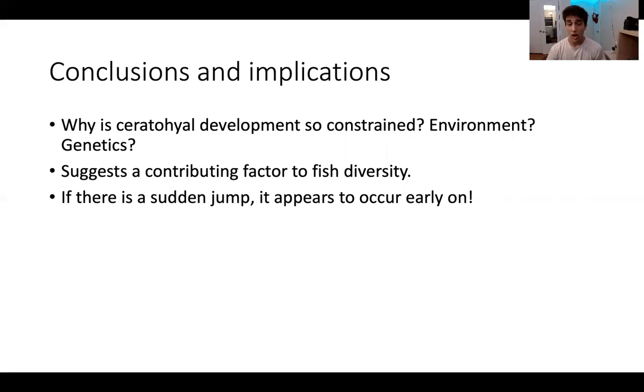And so on. This also suggests a contributing factor to fish diversity. The fact that we don't really see a correlation between length and width of the serratihyle and the jaw indicates that maybe they're relatively independent. Fish are incredibly diverse, and maybe this is a reason why. They can adapt to new environments relatively efficiently while making fewer trade-offs. And if there is a sudden jump in independence, it appears to occur pretty early on, especially when it comes to serratihyle development. Again, with a bigger sample size, we could say this with more certainty. But generally, the only groups that we see being statistically significantly different are the ones that are more ancestral.